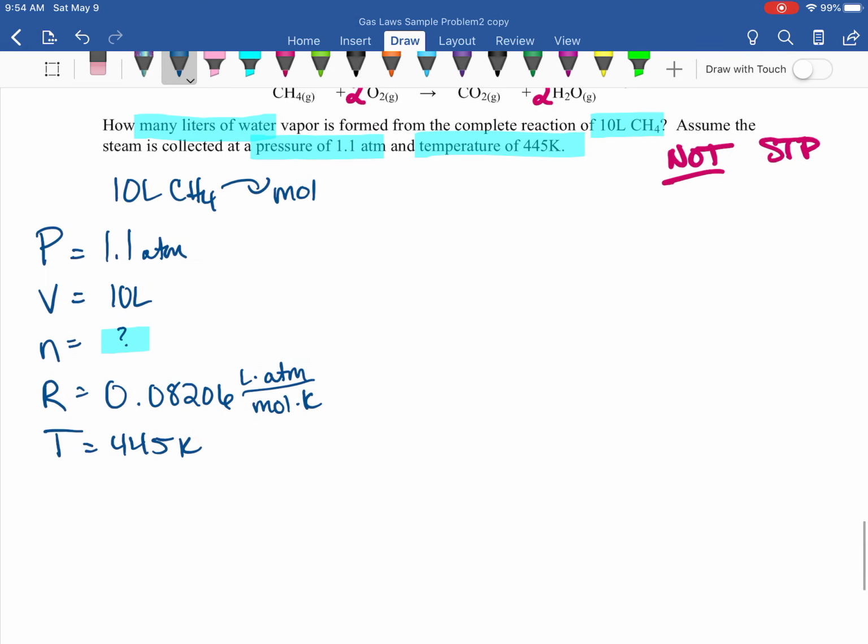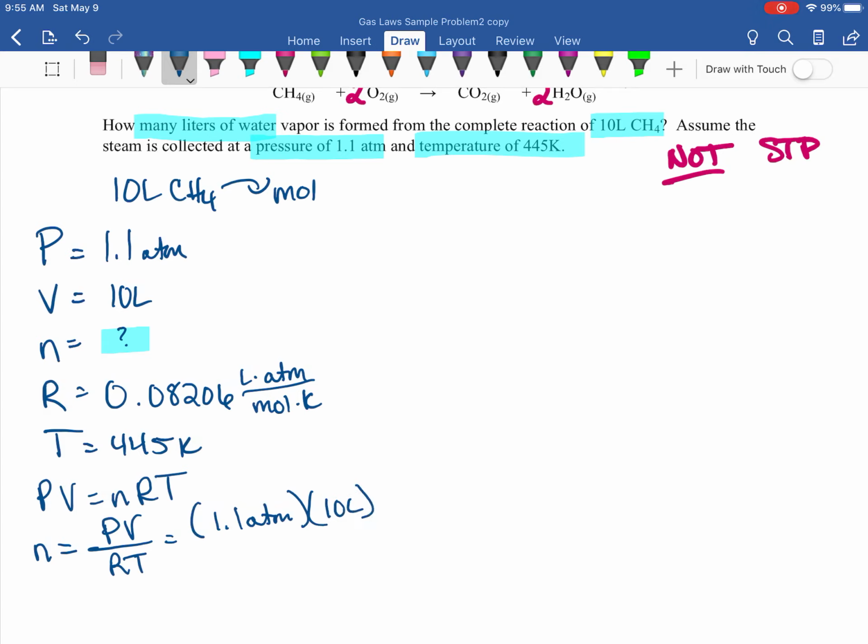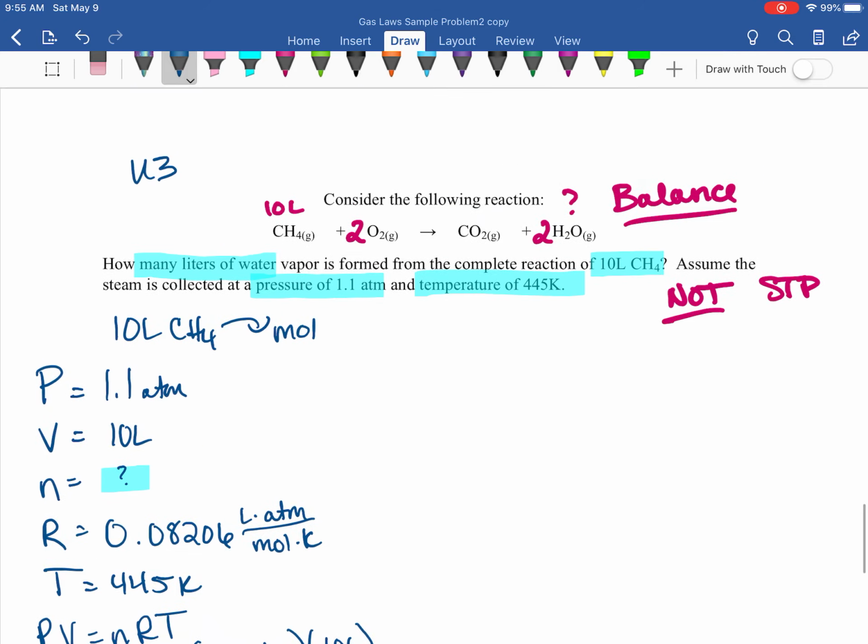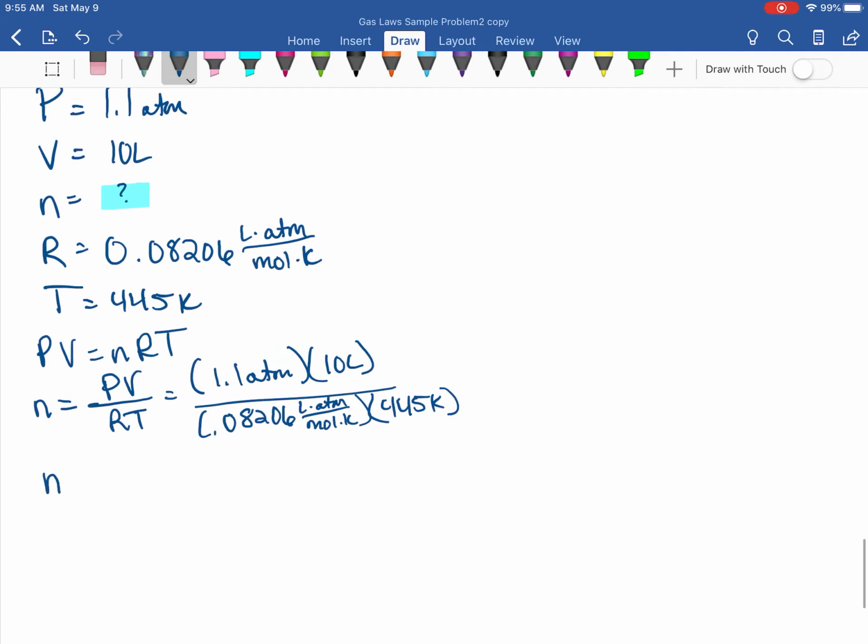Moles. I love it. So let's take our PV equals nRT and let's rearrange it for n. And let's plug in. All right, so what is our pressure? 1.1. What's our volume? 10. Okay. Our constant. Takes me a little bit to write that out. And then our temperature. Wow, how do you make this truly mean? You put a bunch of unit conversions in here.